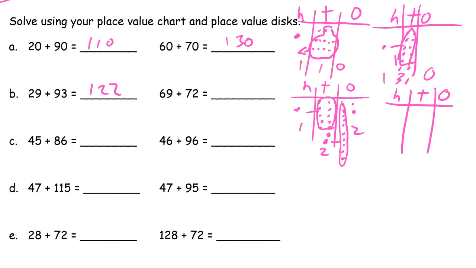22. 69 plus 70. The reason you don't have very much room on this page is because you're not supposed to be writing all this down. But it's the only way I have to really show you how to do it.